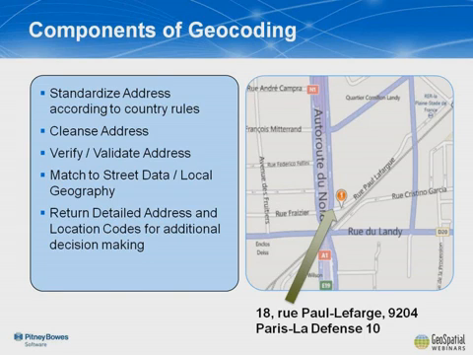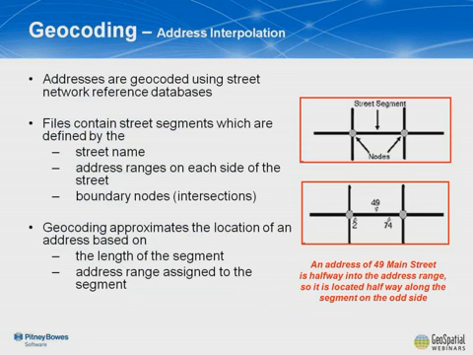So on this next slide here, we'll talk about the different types of geocoding. The first kind that is in wide use is called address interpolation. In interpolated addressing, a street network is used to geocode the addresses, and these street address files contain street segments which are classified by the street name.